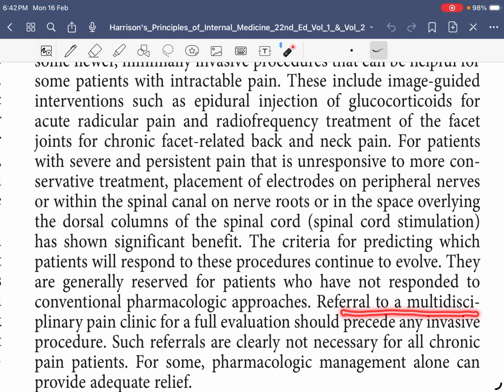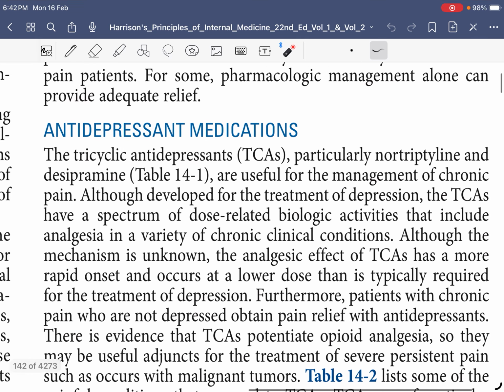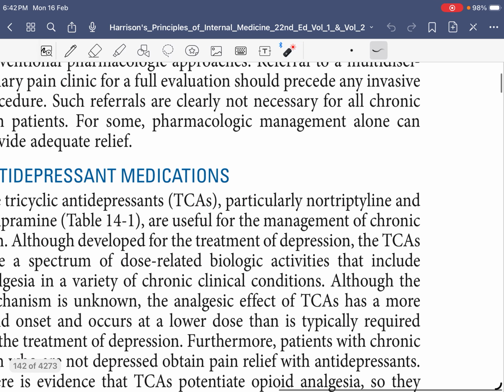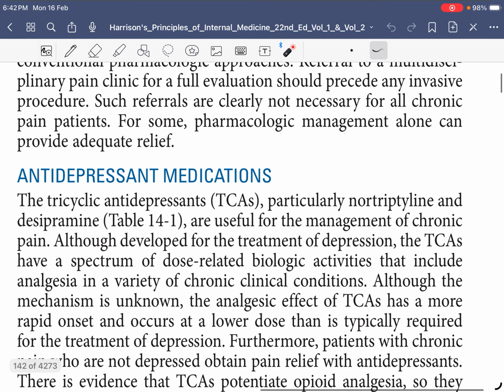Referral to a multidisciplinary pain clinic for a full evaluation should precede any invasive procedure. Such referrals are clearly not necessary for all chronic pain patients. For some, pharmacologic management alone can provide adequate relief. Antidepressant medication. The tricyclic antidepressants, that is TCAs, particularly nortriptyline and desipramine, Table 14-1, are useful for the management of chronic pain.